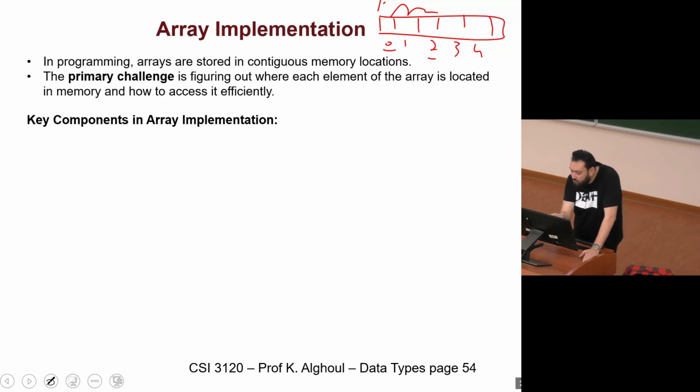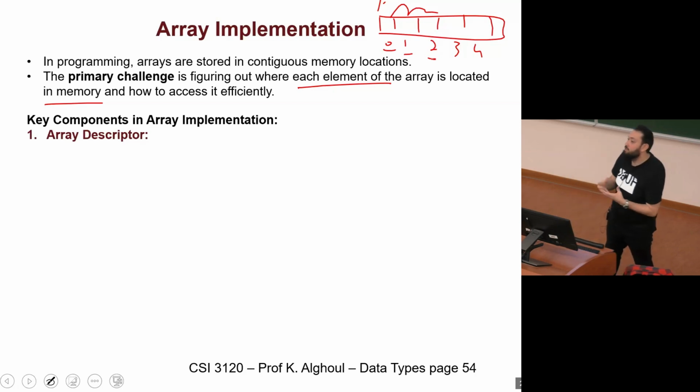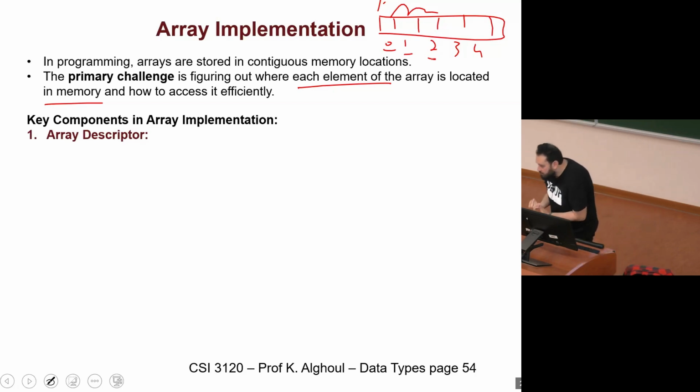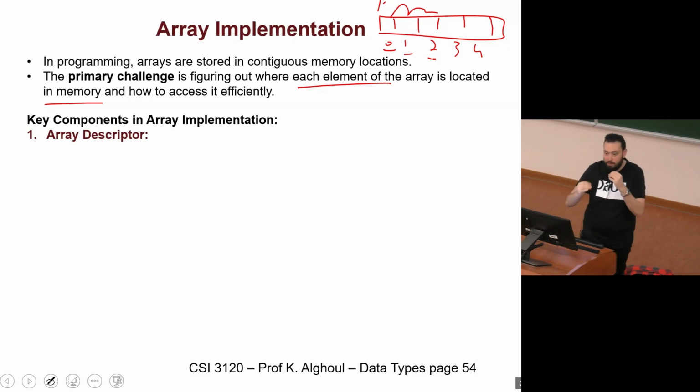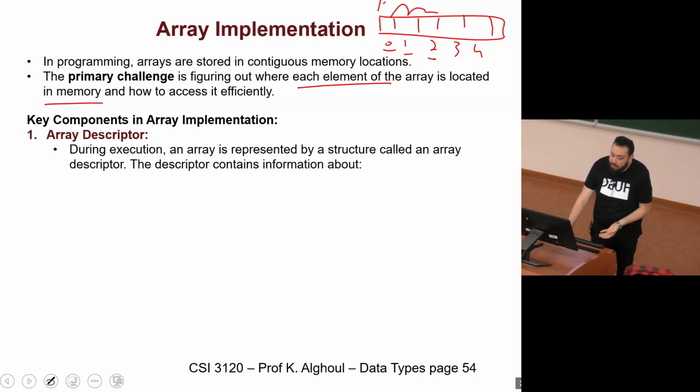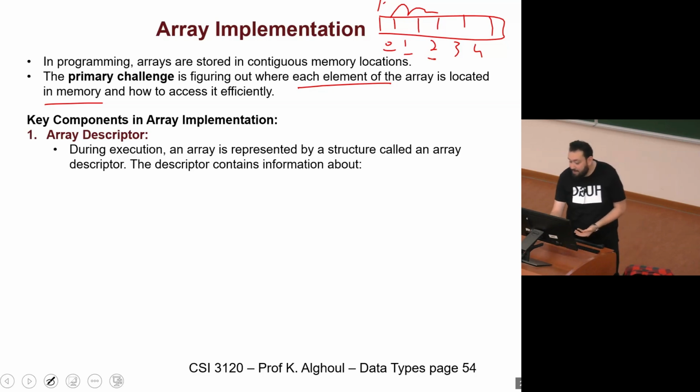So the primary challenge is figuring out where each element of the array is located in memory and how to access it efficiently. I need to know where each element is, not just the index 0. So usually, what do I need? Again, we take this for granted, but there is always a descriptor. If you're writing a programming language, usually they have to follow a descriptor, the same way the compiler will follow the grammar, for example. So, array descriptor: during execution, an array is represented by a structure called an array descriptor.